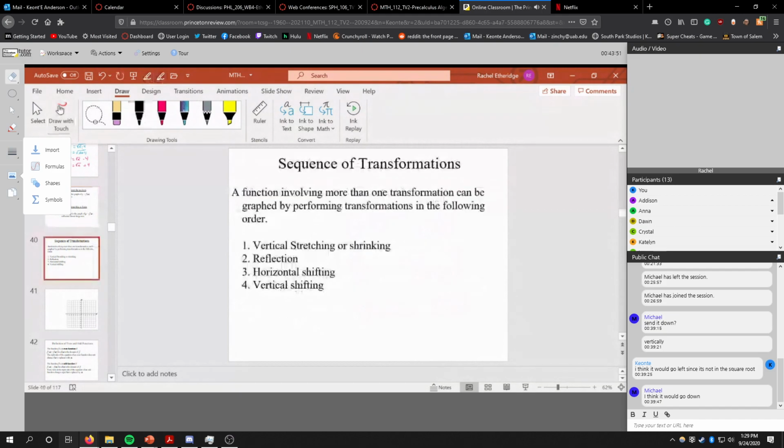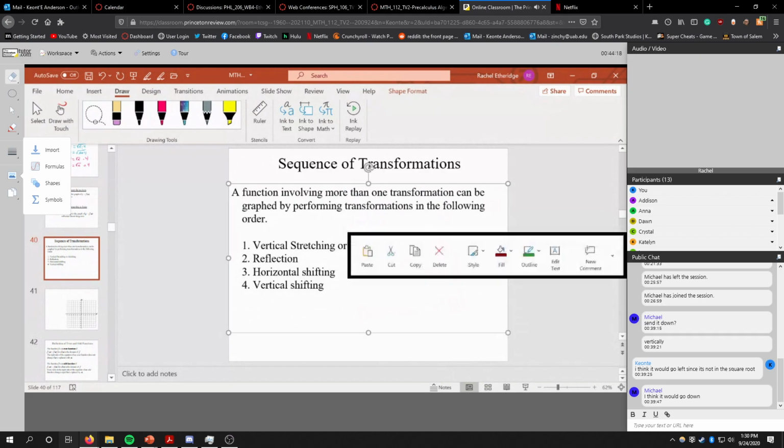If you printed these slides, I do not recommend doing the transformations the way the slide said, so I have changed the slide. I recommend doing all vertical stretching or shrinking and reflections first. I would do the vertical stretch or shrink first, then the reflection, then do the horizontal and vertical shifting last.